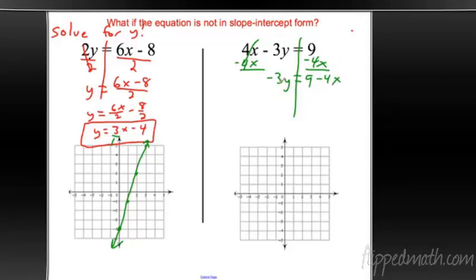Then what am I going to do to get y by itself? Well, it's -3 times y, so I'll do the opposite. Divide by -3, divide by -3. These cancel. I'm looking at y equals 9 divided by -3 minus 4x divided by -3. And really I need to simplify this a little bit more. What is 9 divided by -3? Well, it's -3. What's -4 divided by -3? This becomes positive. I got my double negative there, and I'm going to leave it as a fraction. It stays positive 4/3 x.